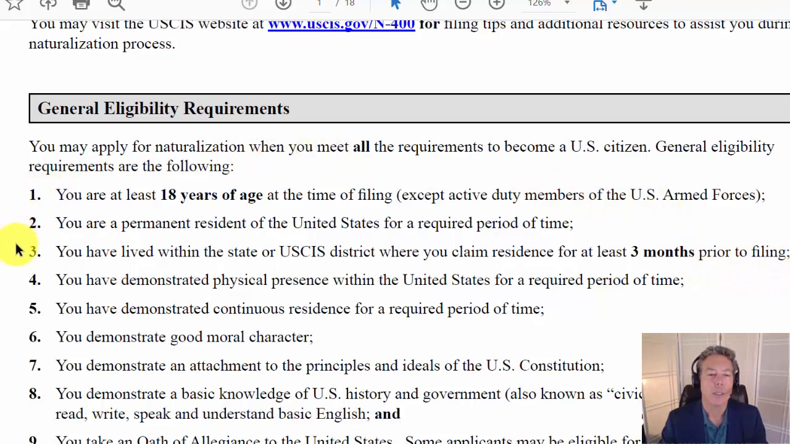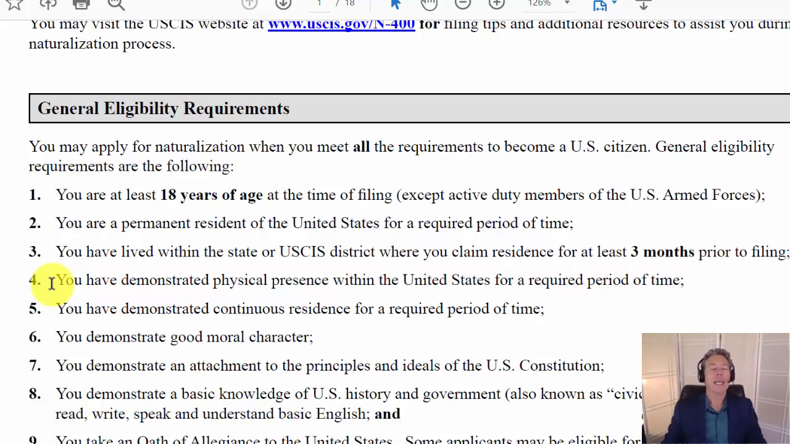This is a jurisdictional issue on which court, basically, the federal court is separate in the United States. There's different circuits, and so the jurisdiction dictates the type of law they're going to impose on you when they're looking at your case. 4, you've demonstrated physical presence in the United States for the required period of time.